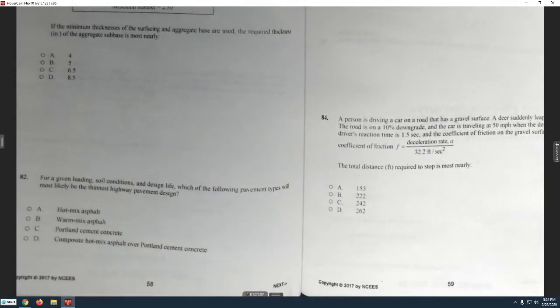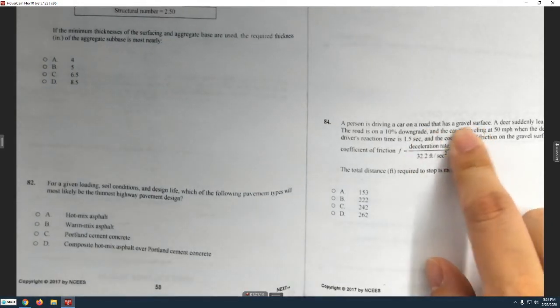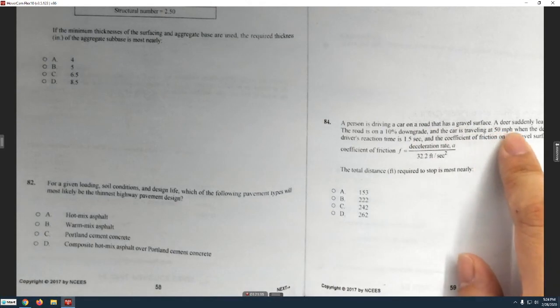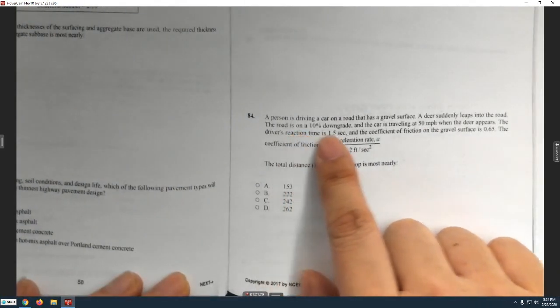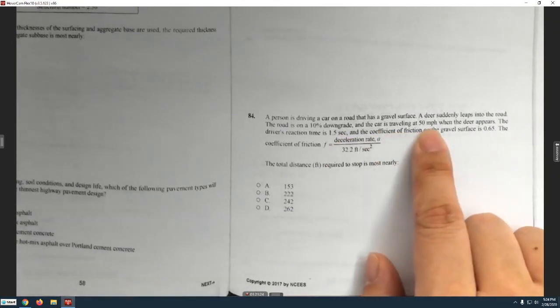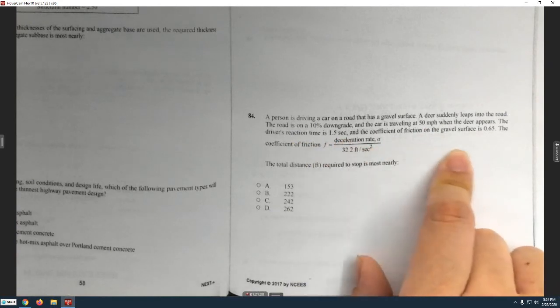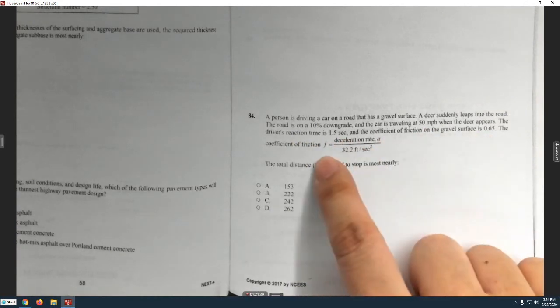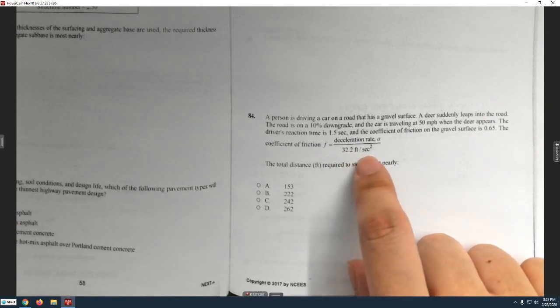Okay, this one, question 84. A person is driving on a curved road with a gravel surface. A deer suddenly leaps into the road. The road is on a 10% downgrade, and the car is traveling 50 miles per hour. The driver reaction time is 1.5. The coefficient of friction is 0.65.